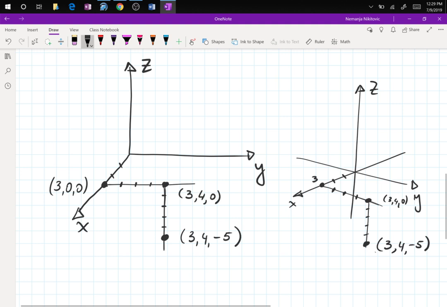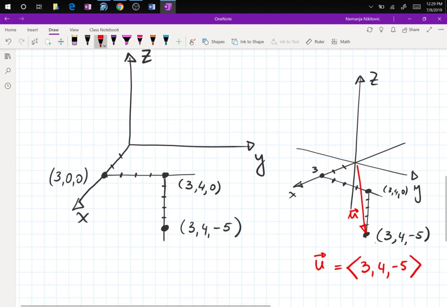Now, as soon as you are able to graph a point successfully, you can immediately stretch a vector to it and call that vector u, and then your vector u is going to be angle brackets 3, 4, negative 5, and ta-da! We are talking about 3D vectors.